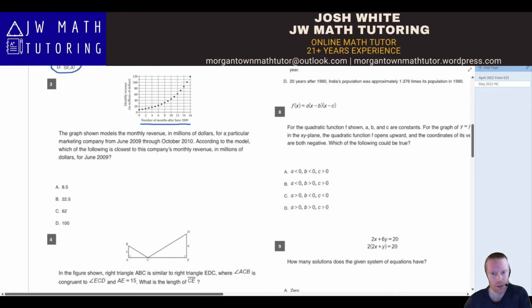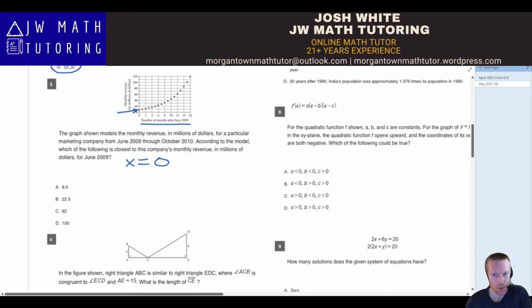It might be a little small to see on the screen, but basically the x values are the number of months after June 2009. So if we want the revenue for June 2009, that means we want the x value to equal 0, because we want exactly June 2009. We want no months after that. We want that exact month. So this question is just asking what is the revenue, which is the y value that corresponds to x equals 0, or really, what's the y-intercept of this function?